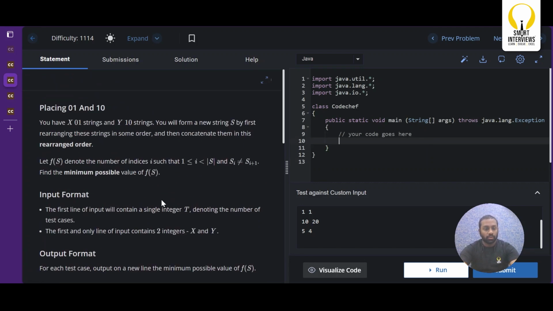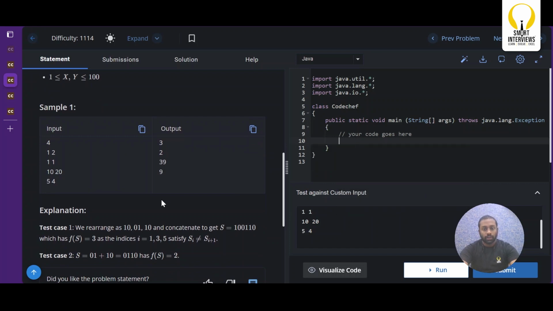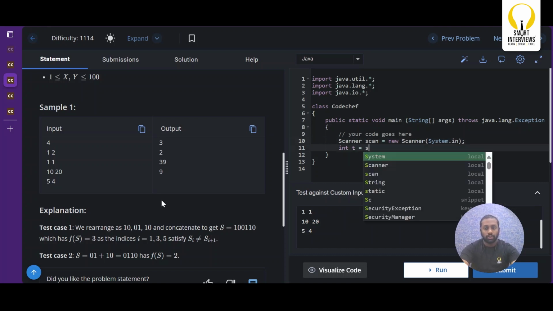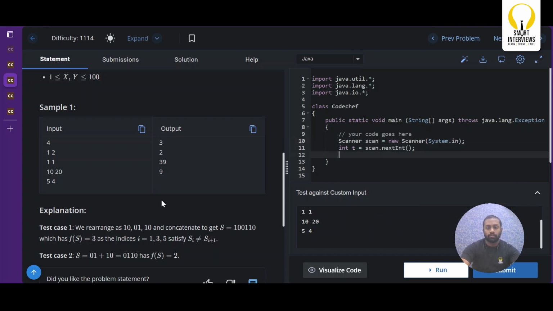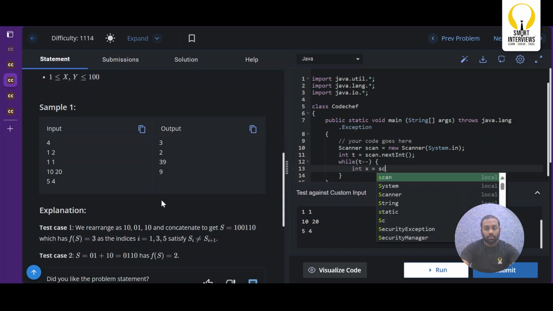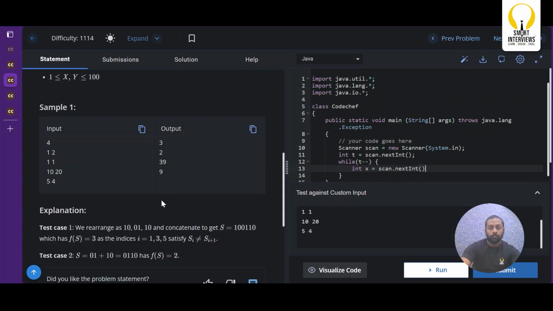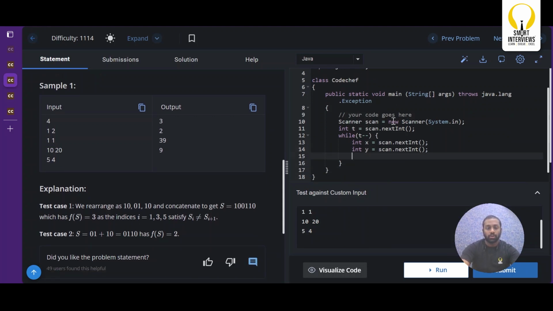Alright, let's get started with the code. I need to take the scanner first. Scan equal to new scanner system in. Then int t equal to scan dot next int. Then while t minus minus, int x equal to scan dot next int. Then int y equal to scan dot next int. You can use that shortcut and do it here. I'm just writing it as it won't take much time.